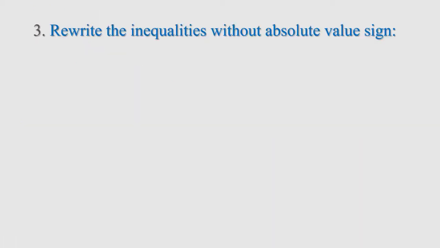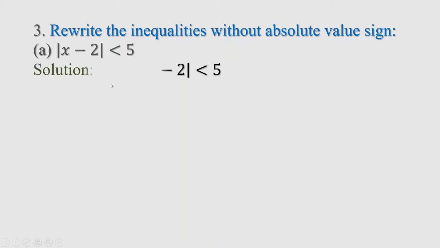Let's do some problems of this exercise. Problem 3. Rewrite the inequalities without absolute value sign. Here the problem: modulus of x minus 2 less than 5. From property 4, if modulus of x less than alpha, then minus alpha less than x less than alpha. So here modulus of x minus 2 less than 5 implies that minus 5 less than x minus 2 less than 5.